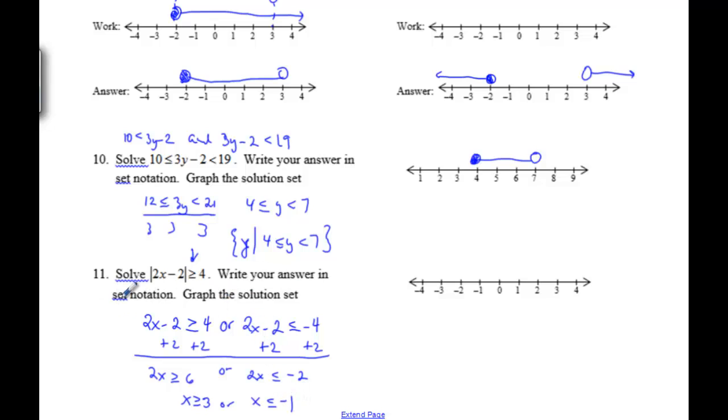Okay, if we need to write this in set notation, we're going to do our bracket, and we have x this time, and we can simply put x is greater than or equal to 3, or x is less than or equal to -1. Congratulations.